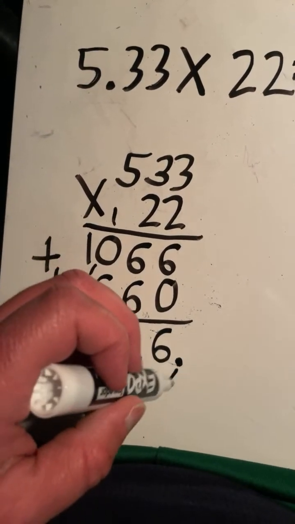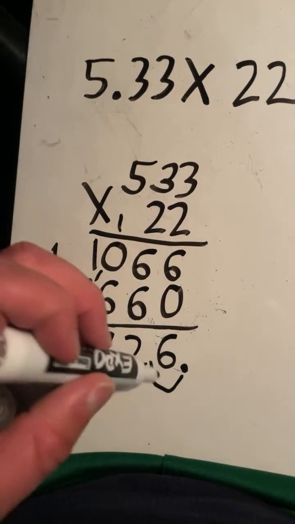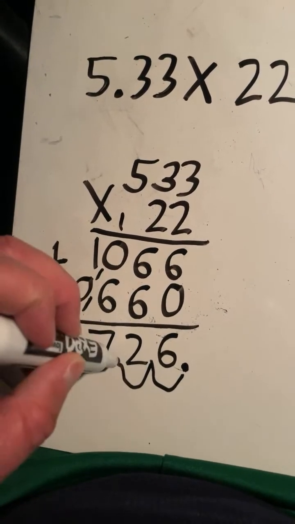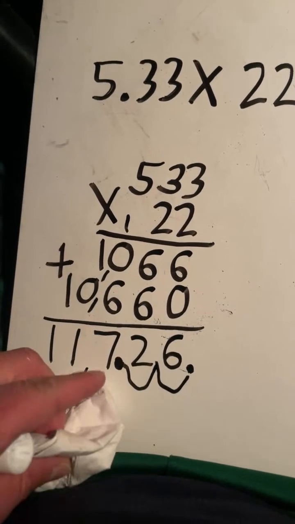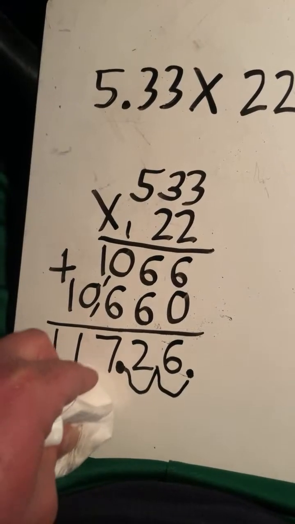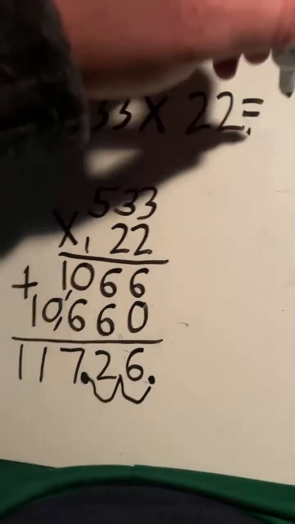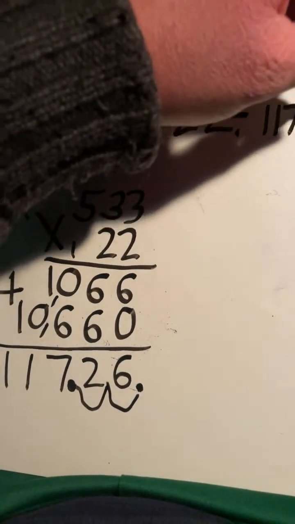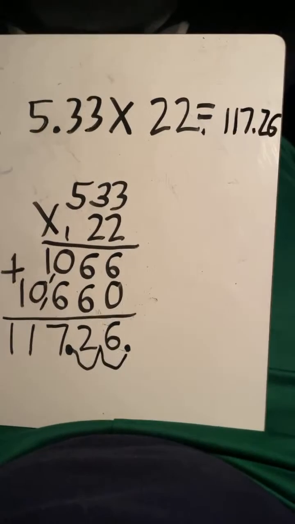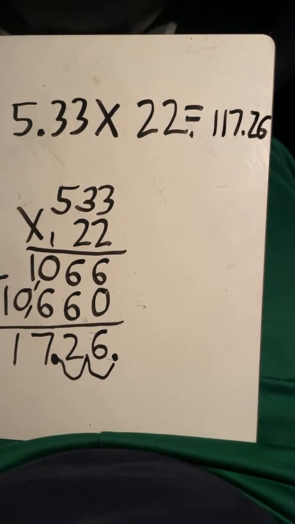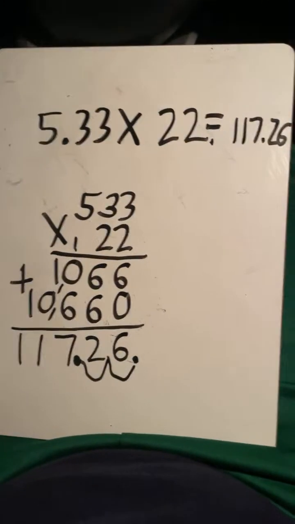So we move it over 1 place, then the answer becomes 1,172.6. We move it over 2 places, and the answer becomes 117.26, or 117 and 26 hundredths. So 5 and 33/100 times 22 equals 117 and 26 hundredths.